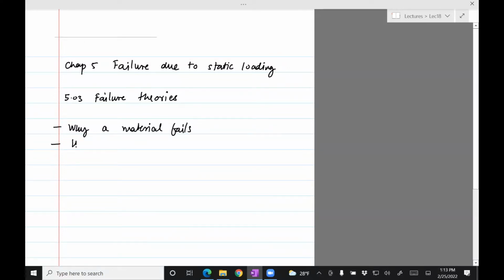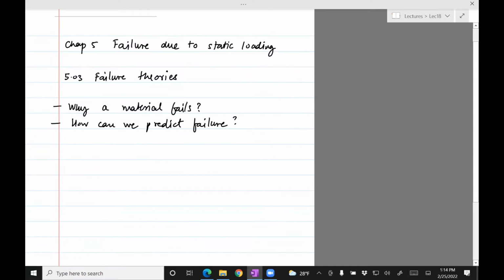And how can we predict failure? So this goes back to the material in question. If you build something of steel, it'll fail differently from something which is brittle, right? Steel is ductile, and something else could be brittle, and then they will have different characteristics. Luckily, there are not too many types of materials. We'll only be looking at materials which are ductile or brittle.